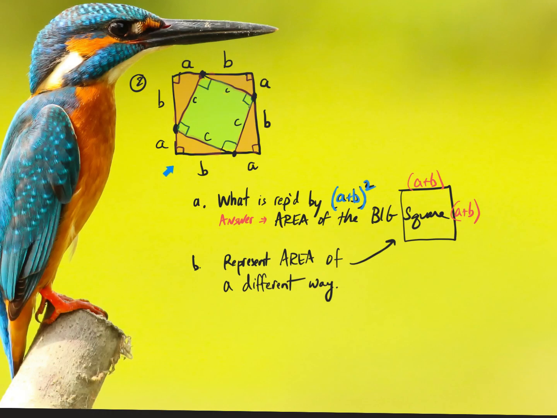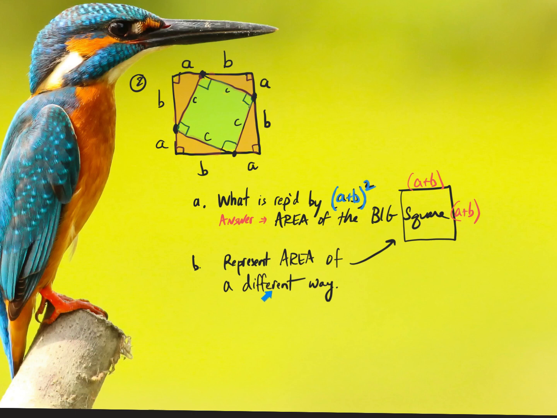Then we spent 5 or 10 minutes with this picture, and we asked, what is represented by the quantity a plus b squared? In this picture, a plus b is the length of this side, and it's the length of this side. So when you square a plus b and multiply it by itself, a plus b squared represents the area of the big square.